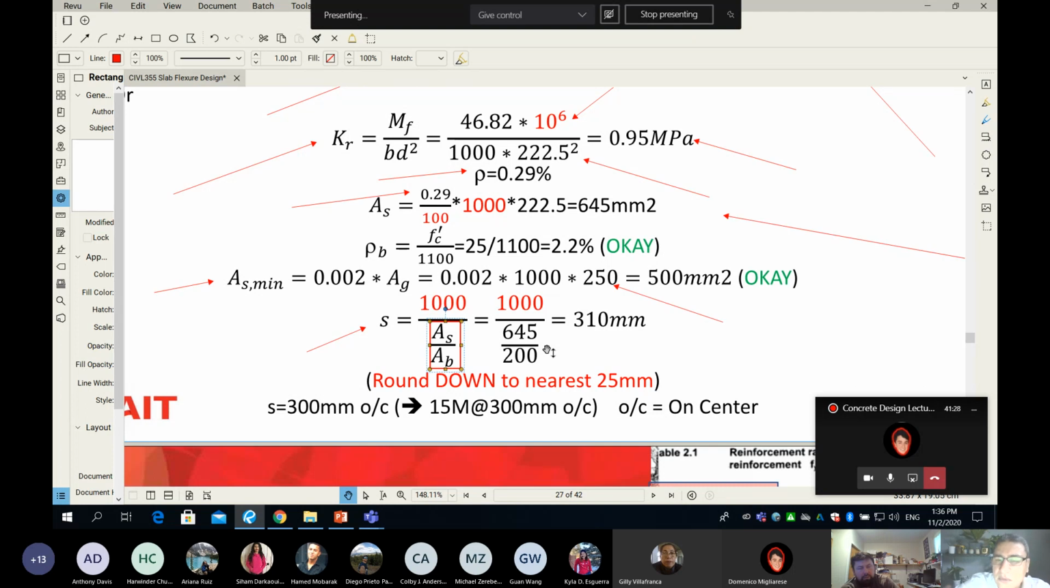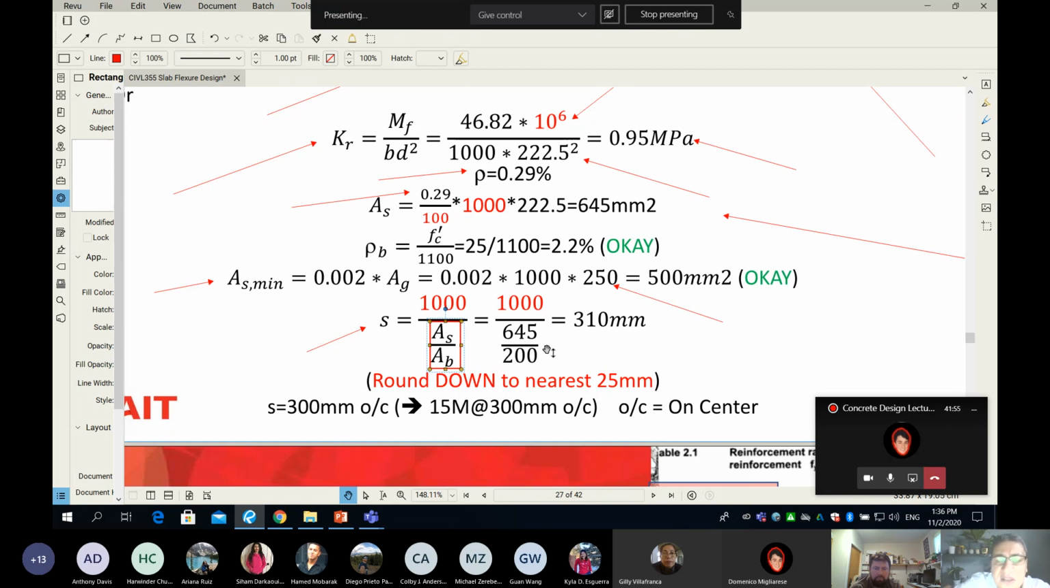It would be less reinforced if we rounded up. Exactly. That's the answer. If you round up, it means you're providing less 15 mm than you should. It means you're providing less area of steel than you should. So your area of steel for sure will be less than 645, and then you're done. Your slab will be unsafe, okay? So that's why we have to round down.